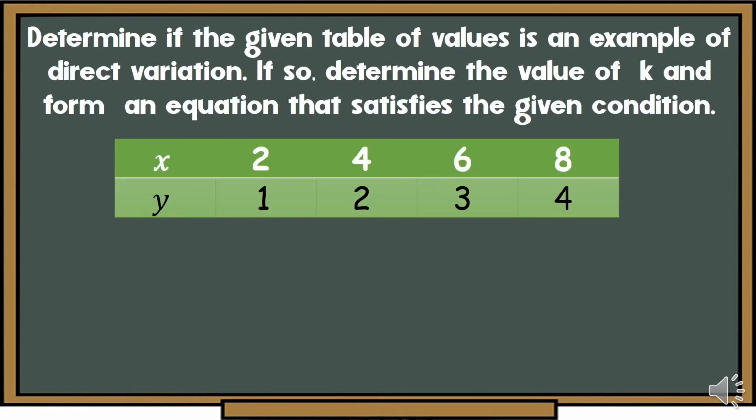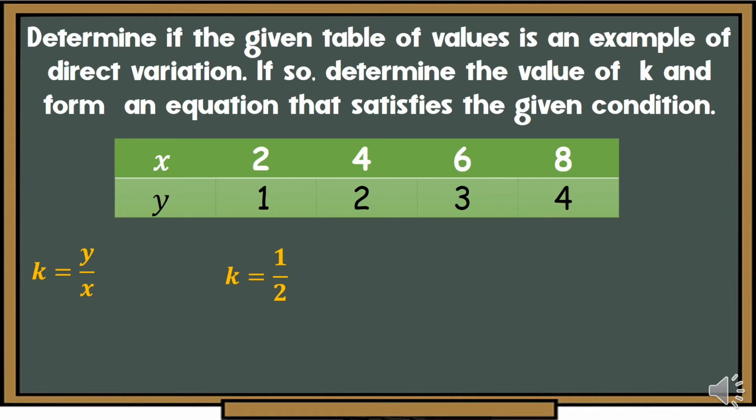Let us now determine if the given table of values is an example of direct variation. If so, determine the value of k and form an equation that satisfies the given condition. Since the value of k, or the constant of the variation, is given by k equals y over x, we can easily identify the k for each. So we have 1 over 2. Y over x is 1 over 2.